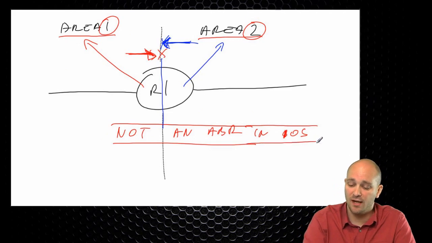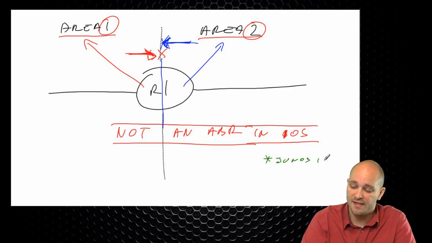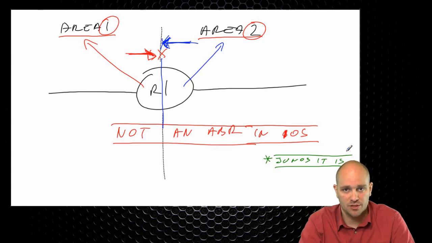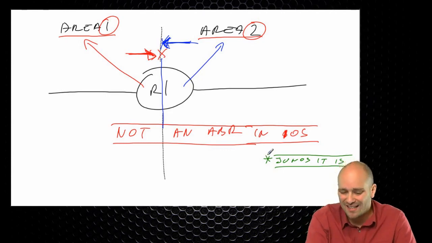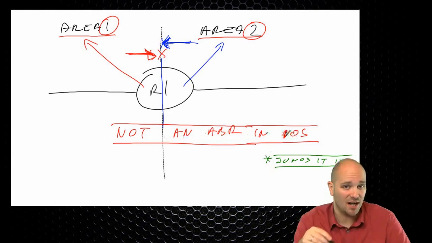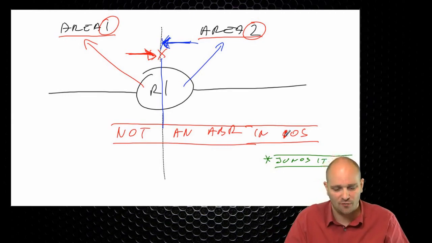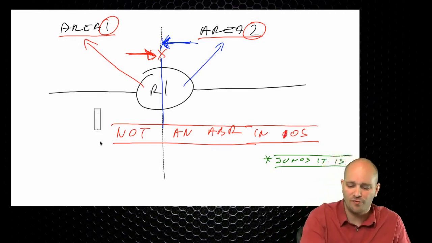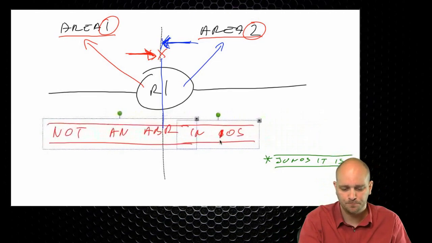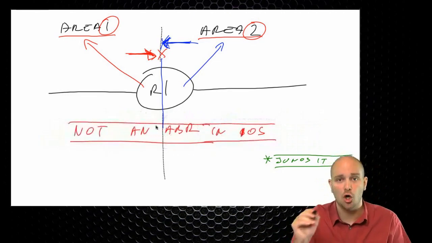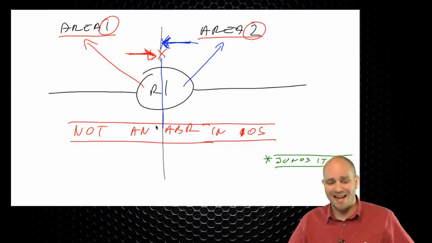Now I'm saying iOS because, for example, in Junos, it is. So in Junos, this router will be considered to be an ABR, but there are still caveats with this, and I'm just putting an asterisk there just so you know it. This is an iOS-specific behavior. There is actually an RFC that describes what makes a router an ABR in different implementations, because the RFC is rather vague on the subject of what makes an ABR. But in iOS, this is not an ABR. Which brings me to the next point.